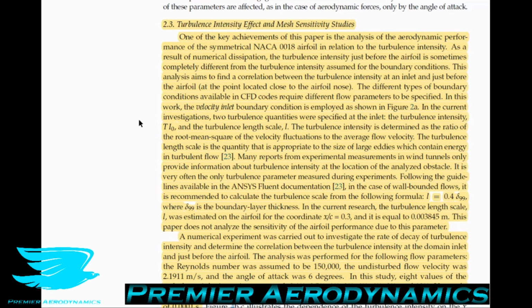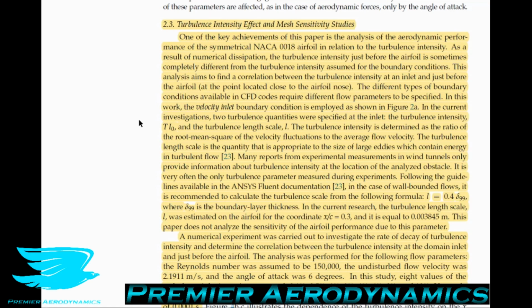The turbulence density is determined as the ratio of the root mean square of the velocity fluctuations to the average flow velocity. So in other words, you have the average flow velocity of, let's say, 10 meters per second or whatever. If the fluctuations are 0.1 meter per second, then we can say it's 10%. Sorry, 1%. We do that through the root mean square process, which is not a difficult thing to do. We've gone through it in other podcasts. So that's the turbulence density level.